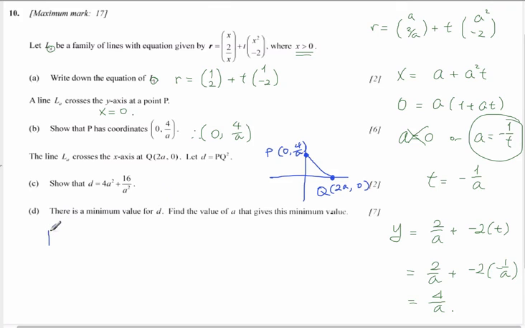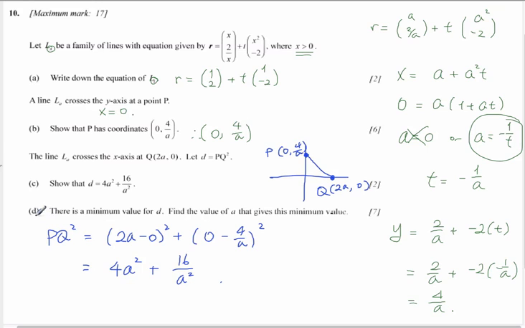Alright, so PQ squared is going to be (2a minus 0) squared plus (0 minus 4 over a) squared. So it's going to be (2a) squared, which is 4a squared, plus that square is going to be 16 over a squared. And that's how you show.